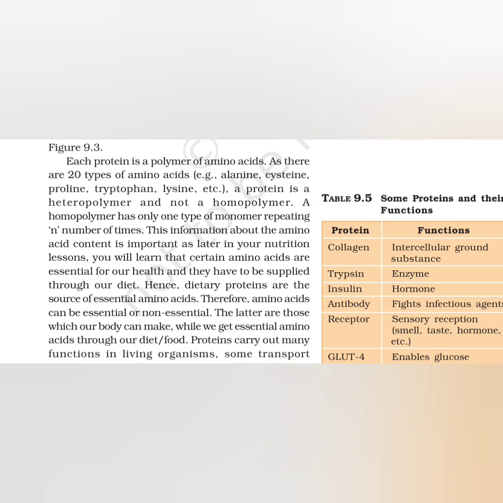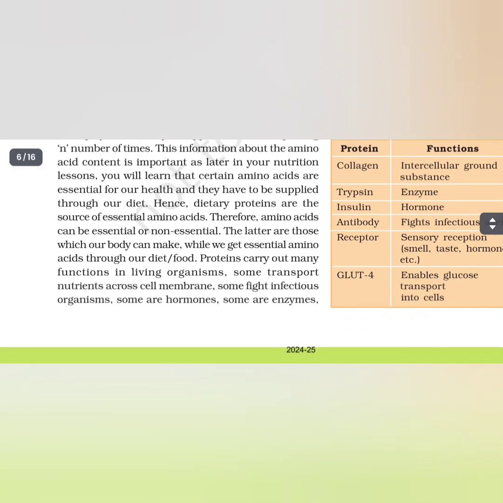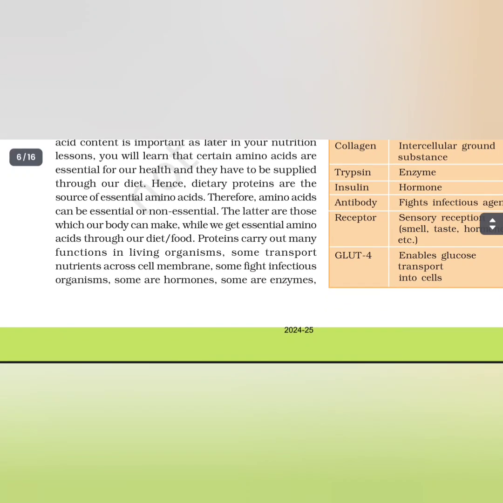This information about the amino acid content is important, as later in the nutrition lesson you will learn that certain amino acids are essential for our health and they have to be supplied through our diet. Hence, dietary proteins are the source of essential amino acids. Therefore, amino acids can be essential or non-essential. The latter are those which our body can make, while we get essential amino acids through our diet or food.